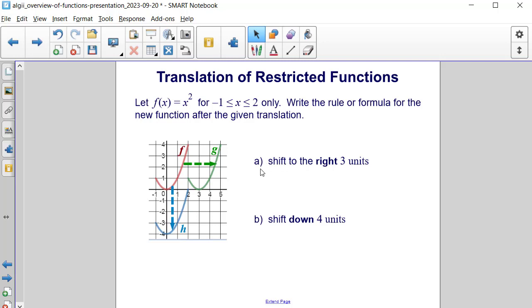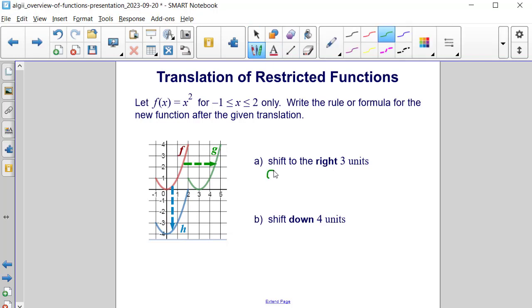So the first one that we're going to do is we are going to shift our function f to the right 3 units. And when we do that, 1, 2, 3, we're going to end up with g of x. And g of x is equal to f of x minus 3 because we shifted it to the right 3. So if we take x minus 3 and substitute it in for our x value in our function, that will make it become x minus 3 quantity squared. And this is true for x values within the closed domain from positive 2 to positive 5.